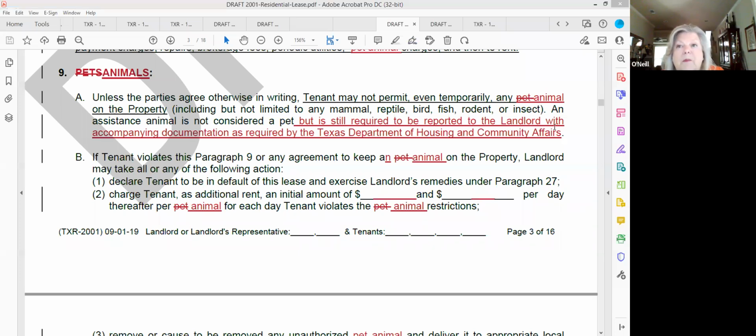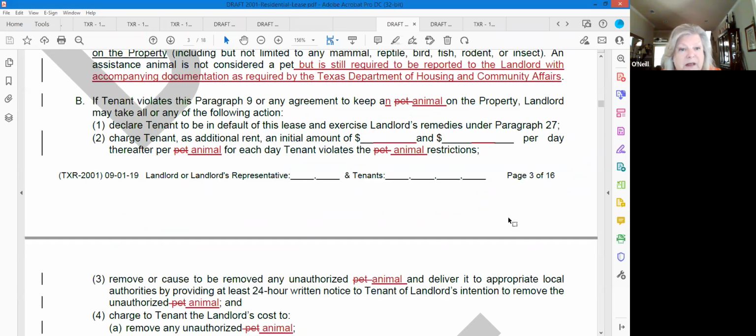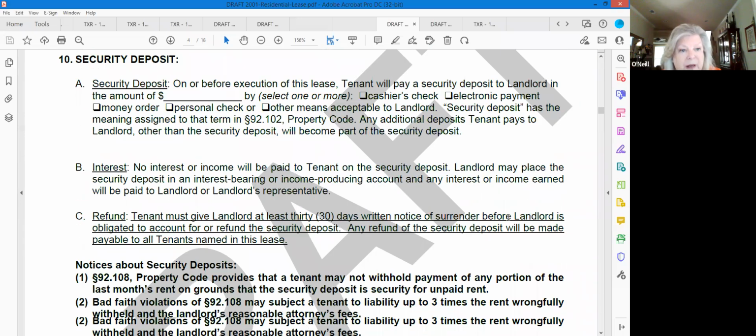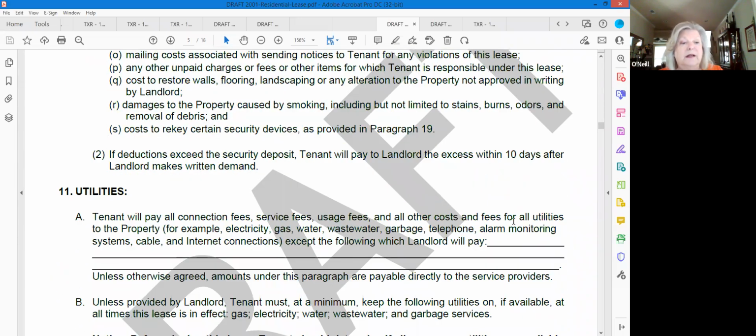Yep, very important. But it says an assistance animal is not considered a pet, but is still required to be reported to the landlord with accompanying documentation as required by the Texas Department of Housing and Community Affairs. We've talked about this. This is the documentation where a landlord could rely upon a health provider for the prospective tenant to confirm the reasons and the acknowledgement that they are subject to an assistance animal for a quality of life, improvement of life, or to perform some function for them. The rest of the changes basically are removing the word pet and putting in the word animal, same types of provisions that the current lease has.